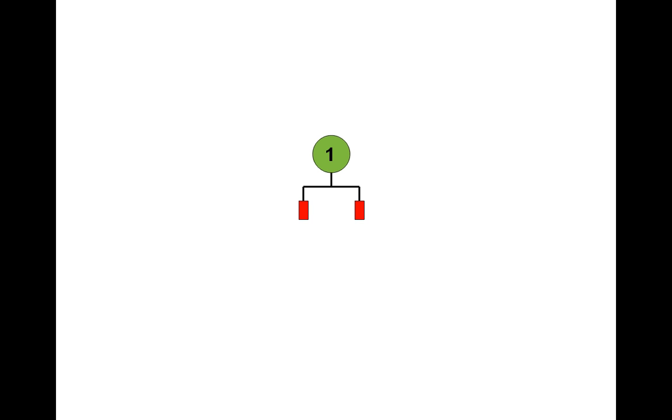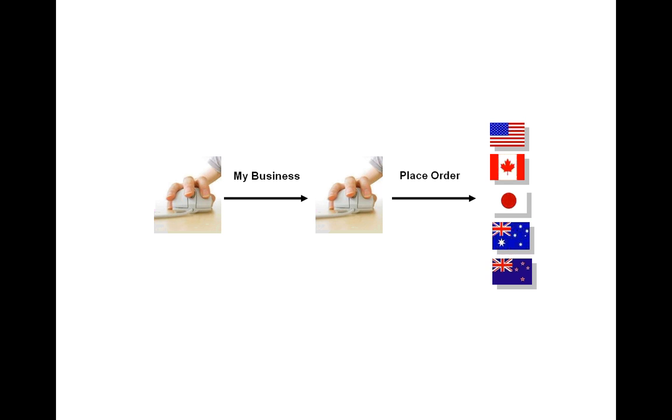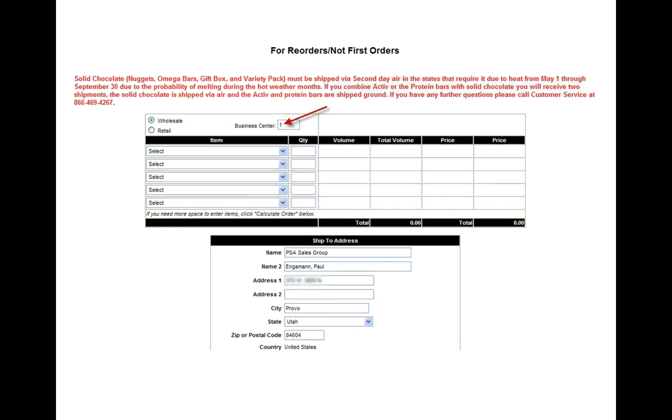Let's say that you have a single business center and you want to place an order for product. Maybe you need more product for samples, or you're going to have a chocolate party, or you just need product on hand so that you can have it when you sign somebody up. Okay, you're going to place that order. You would log into your back office, click on My Business, then click on Place Order, and choose the country that you're ordering the product in. And then this form will appear.